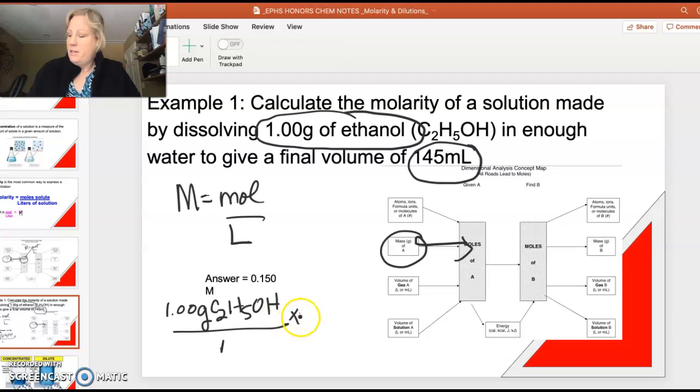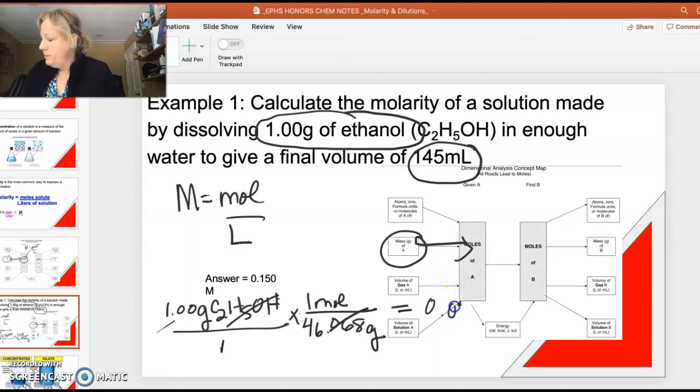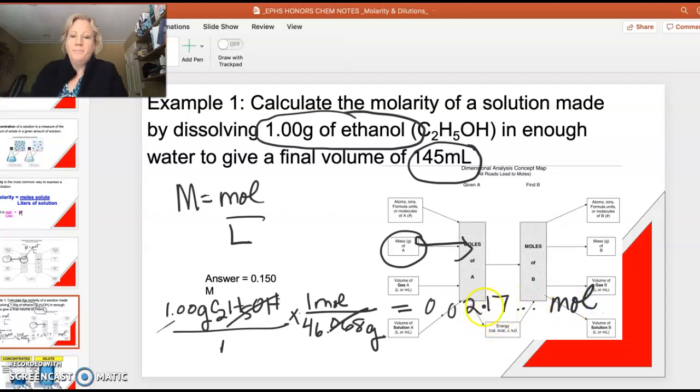The molar mass of ethanol is 46.068. I must have gone to the thousandths with my hydrogen. So there's that many grams for every 1 mole of ethanol. The grams cancel, and I end up with 0.0217 blah blah blah moles, and I just keep it in my calculator and don't round till the end.